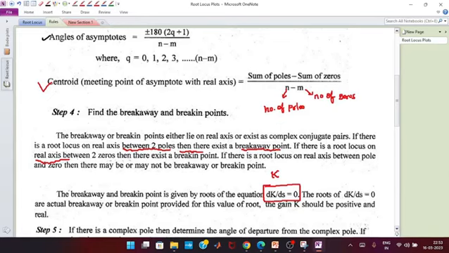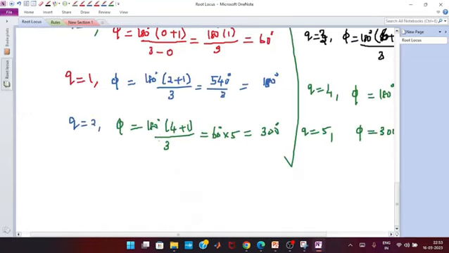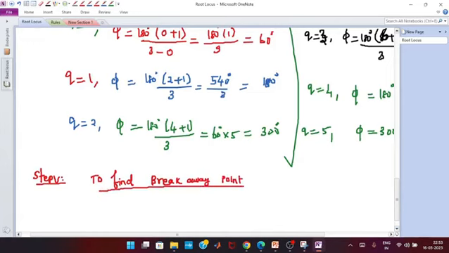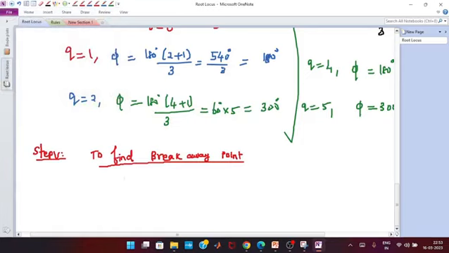But for this problem, is there two poles on the real axis? Yes. So we have to check it out, right? Here there are three asymptotes. So step number 4 is to find the breakaway point, because multiple poles are there. As of now, we found the asymptotes only. So you know how to find the breakaway point, right?